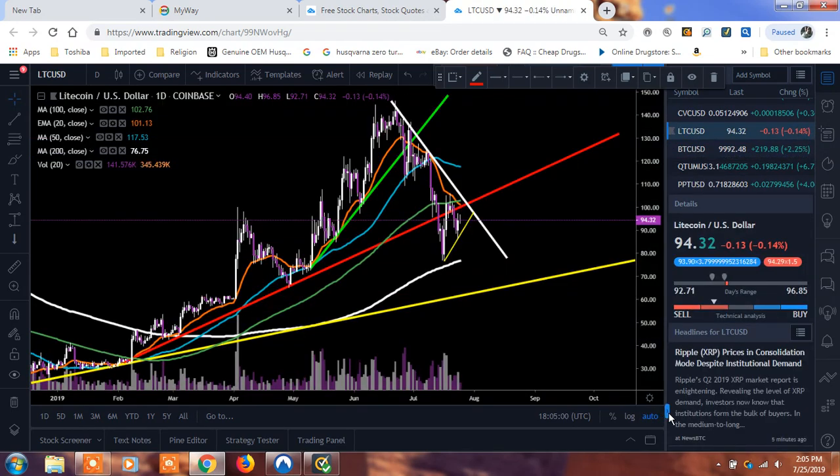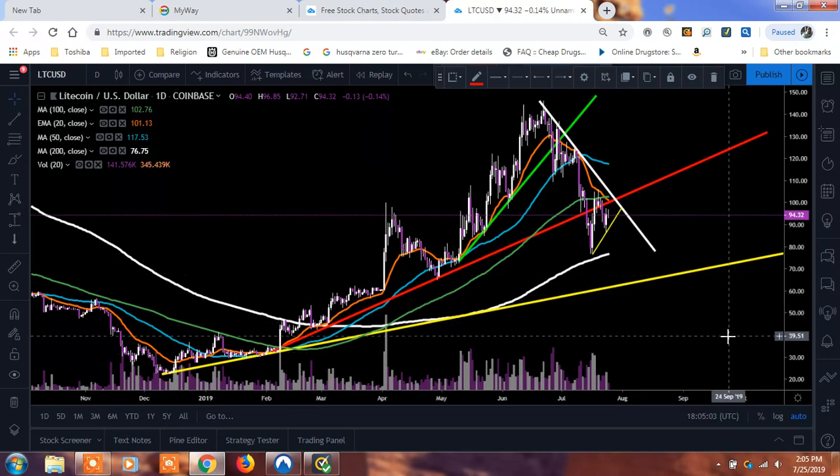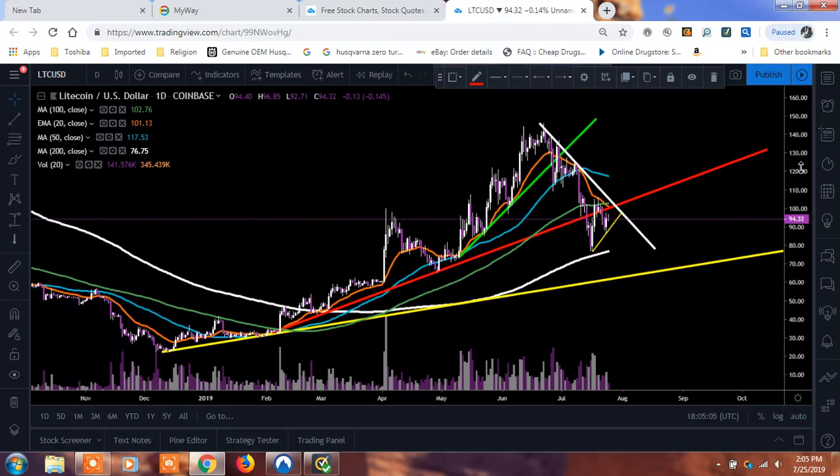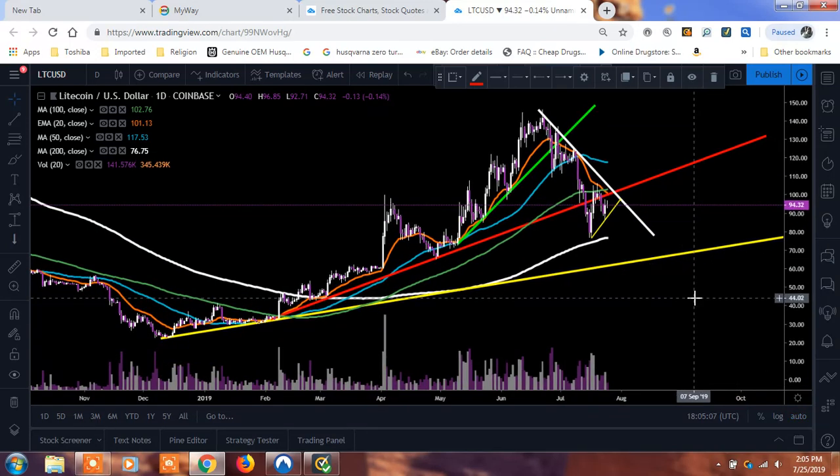And guys, if you can hear my computer in the background, I apologize. Probably for the last 2 or 3 hours, I've just been running through a lot of different charts, so my computer's pretty worked up right now.